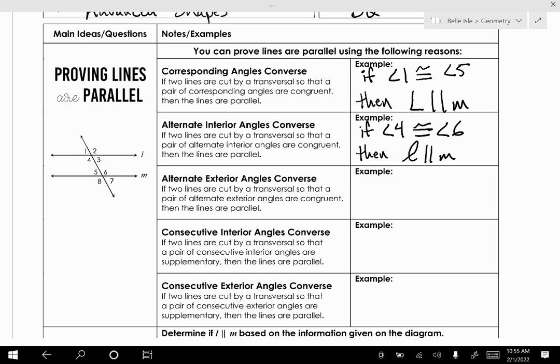Alternate exterior angles converse. If 2 lines are cut by a transversal so that a pair of alternate exterior angles are congruent, then the lines are parallel. So let's use angle 2. So if angle 2 is congruent to, what is an alternate exterior for angle 2? Angle 8. Then L is parallel to M.